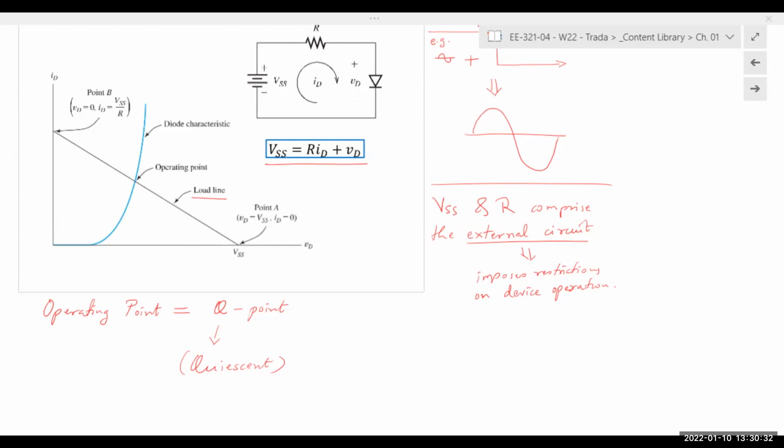Same thing is something that we'll look at again for Zener diodes and also for transistors, where it's even more important. When we talk about amplification applications, that's when a load line is even more important.